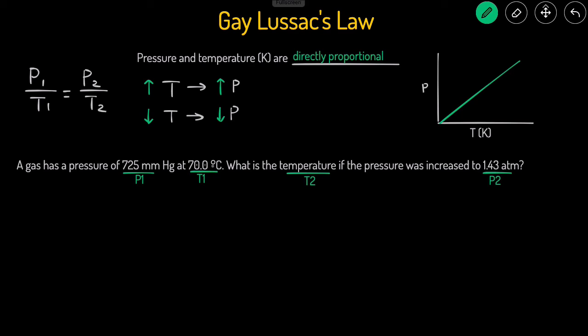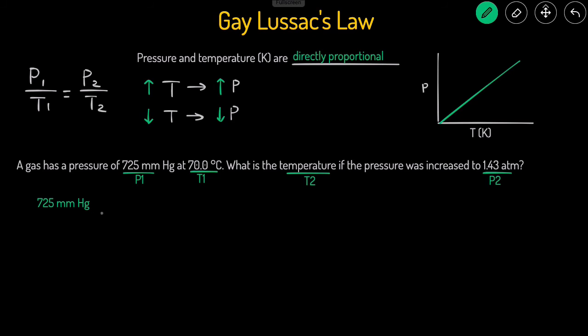The issue here is that our pressures are in different units. Pressure 1 is in millimeters of mercury, and pressure 2 is in atm. So when you're doing Gay-Lussac's law, you want to make sure that the two pressures, P1 and P2, are in the same unit. So here, why don't we do this in atm? Why don't we convert the millimeters of mercury into atm? So let's start by doing that.